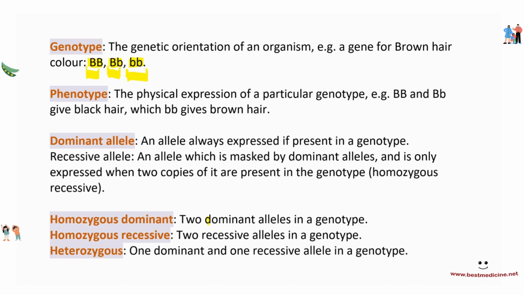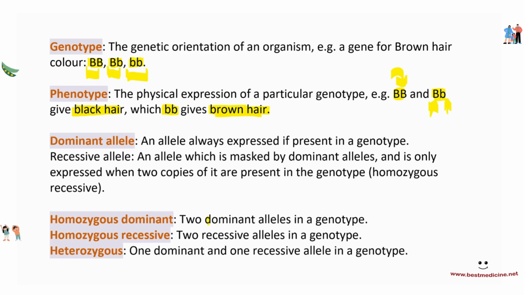Phenotype is the physical expression of a particular genotype. For example, if you have 2 big B's and let's say the dominant is black, so that's going to be black. And heterozygous, big B is black, small b is brown, then it's going to be black. So big B and small b are going to give you black hair. Homozygous dominant and heterozygous give black hair. If you have homozygous recessive, that is giving brown hair.